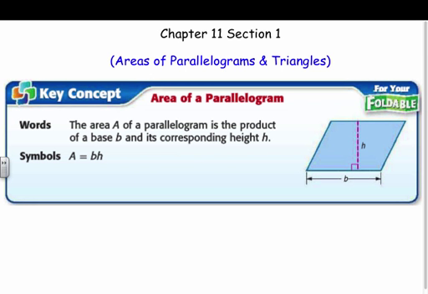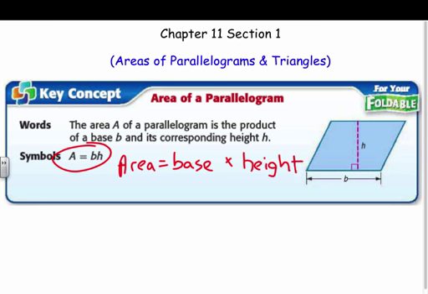So just a quick review. Area of a parallelogram is the base times the height. So here's the symbols. Area equals base times height. I could write it out so we can see it. Area equals base times height.